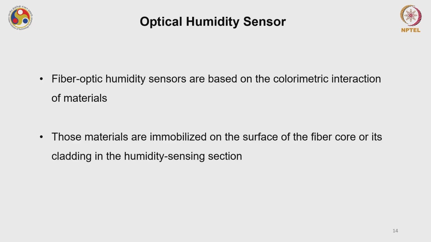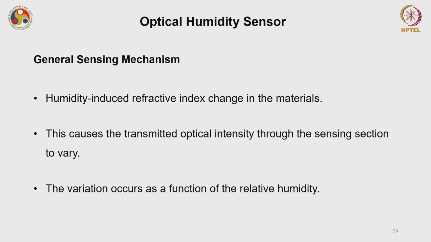Then you have fiber optic humidity sensors. They are based on this colorimetric interaction of the material. Those materials are immobilized on the surface of the fiber core or its cladding in the humidity sensing section. I will show you some examples for that. In general there can be several mechanisms to study this optical sensor, but usually the humidity induced refractive index change in the materials is characterized.